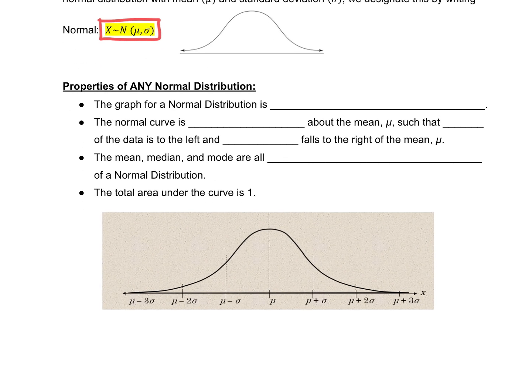Okay, so the properties of any normal distribution: the graph is symmetric and it is bell-shaped. The normal curve is symmetric about the mean. So that dotted line that goes straight down the center and cuts it in half is your mean. What that means is that half of the data is to the left and half of the data is to the right, which should make sense. The mean, median, and mode are all centered in the middle. So if I give you a normal distribution and I tell you the mean, you automatically know the median and the mode as well.